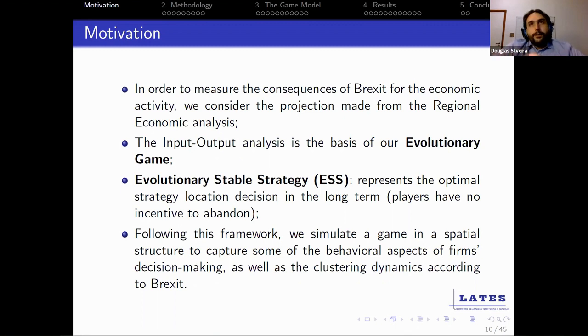And now I will just say some words about this key concept, which is the evolutionary stable strategy. It's a concept close to the Nash equilibrium. It represents the optimal location strategy decision in the long term. So we are in an environment where firms have no incentive to abandon their locational strategies. So they are in an evolutionary equilibrium.